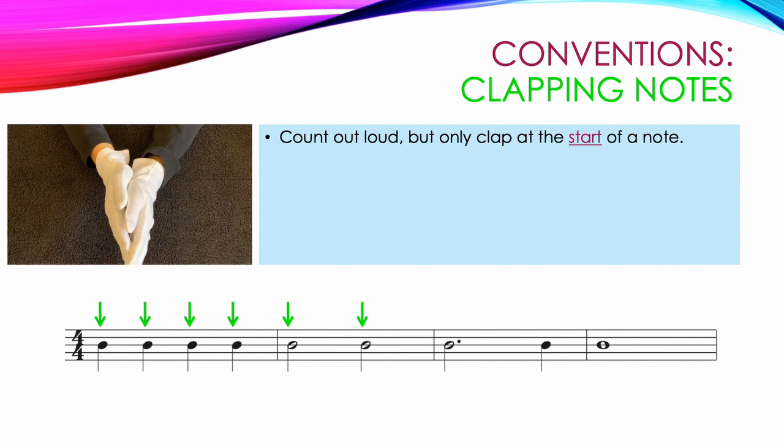In the third measure, we have 2 notes, a 3-count note and a 1-count note. So you're only going to clap twice, once at the beginning of each note. And in the last measure, it's 4 counts long, but it only gets 1 clap at the beginning of it.